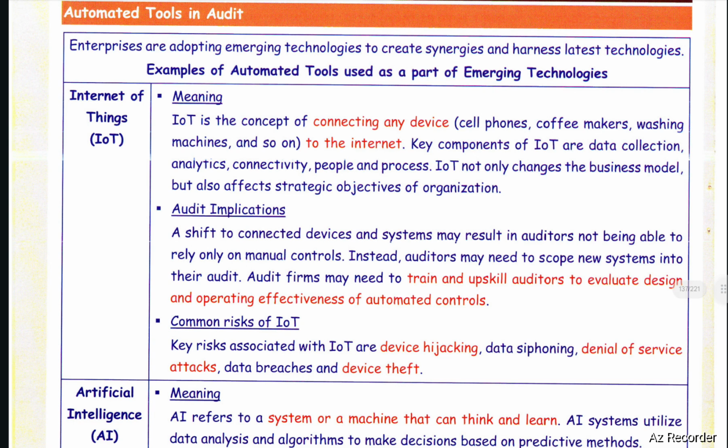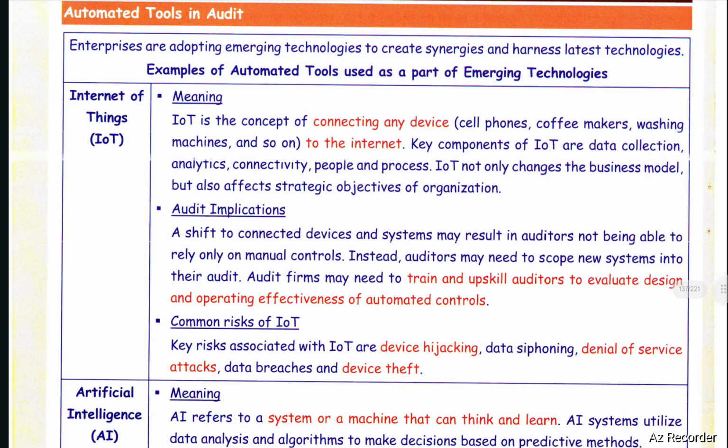Examples of automated tools used as a part of emerging technologies. First one, Internet of Things, IoT. Internet of Things is a concept of connecting any device, cell phones, coffee makers, washing machines, and so on, to the internet. Key components of IoT are data collection, analytics, connectivity, people, and process. IoT not only changes the business model but also affects the strategic objectives of the organization.